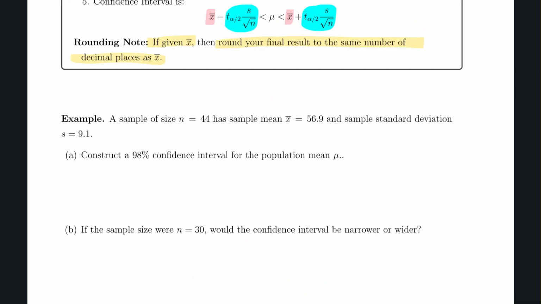Okay. A sample size of 44, so we see our 44 is greater than the 30 cutoff, so we're good there. It has a sample mean of 56.1. I notice that it's to 1 decimal place, so all my subsequent calculations, based on my rounding note, will also be to 1 decimal place. A sample standard deviation of 9.1, construct a 98% confidence interval for the population mean. Now I know that's going to end up being x bar minus margin of error.